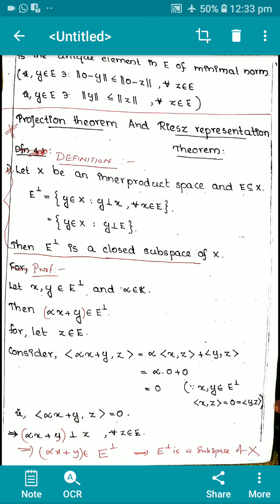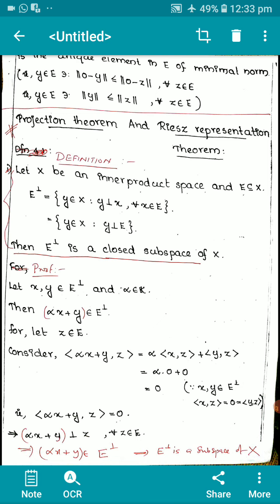Then we have a new section, that is projection theorem and Riesz representation theorem. Before proving the projection theorem and Riesz representation theorem, we have to go through certain definitions first. And the first definition is E perp. What do you mean by E perp? That is orthogonal to E. The space which is orthogonal to E is taken as E to the power perp.